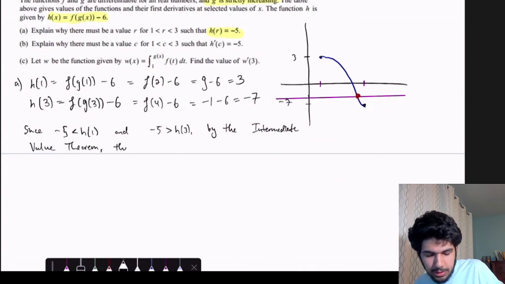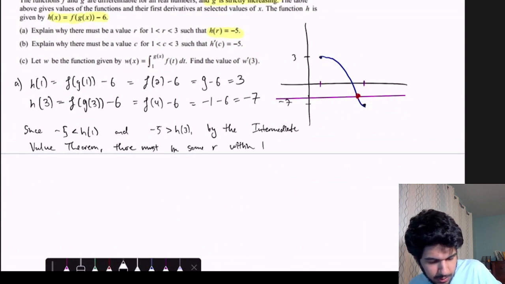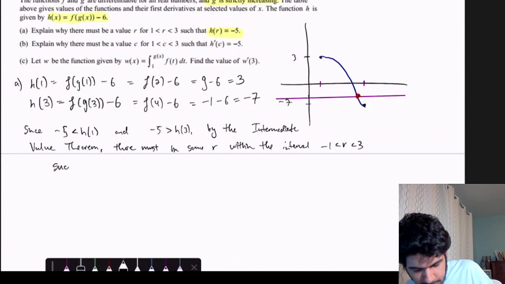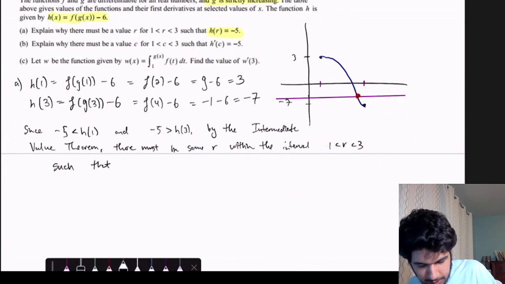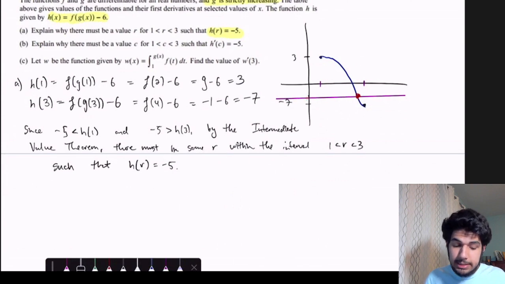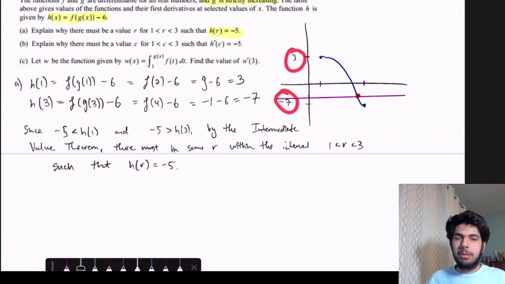There must be some r within the interval 1 is less than r less than 3, such that h of r equals negative 5. So this is just recalling what the intermediate value theorem states. So this negative 5 could have been like 0 or 1, 1.5, negative 6. It just has to lie within these two endpoints. So if this is confusing, I highly encourage you to review what the intermediate value theorem states. And always remember, you can just cite it like this and then make your conclusion as follows.